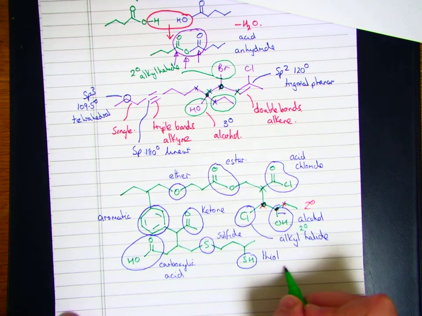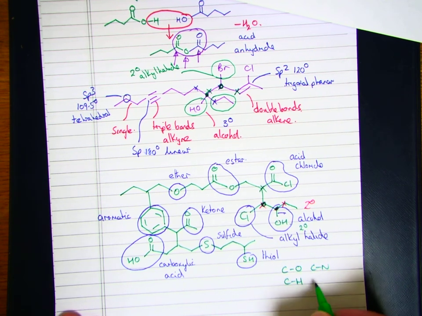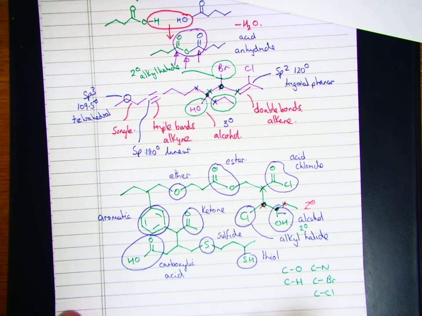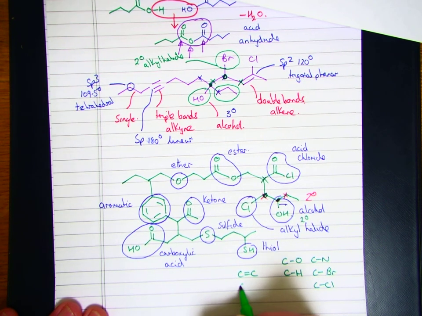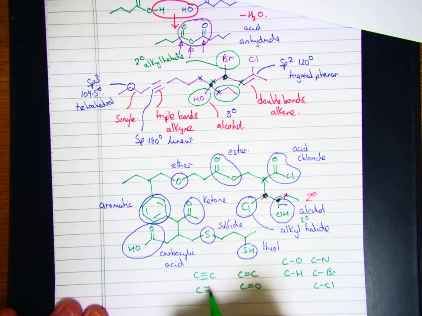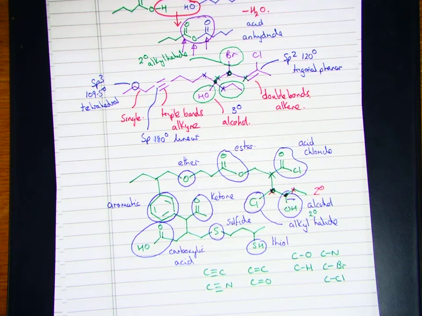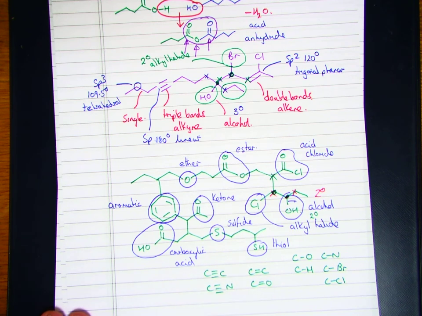But remember, with each functionality, is it a C-O bond, a C-H bond, a C-N bond, a C-halogen bond, such as C-Br or C-Cl? Is it a double bond, such as C=C or C=O? Is it a triple bond, such as an alkyne, C≡C, or C≡N, such as is found in a nitrile? All of these bonds are important in identifying stretches. So let's come back to that in the next slide.